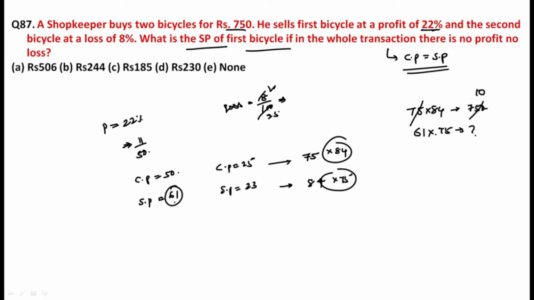Now again, you can solve it through the alligation mixture method also. You can directly solve this answer now. 8 and 14, 22. Here the cost price, here the cost price: 50 plus 25 is equal to 75.